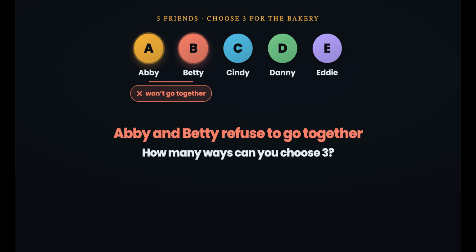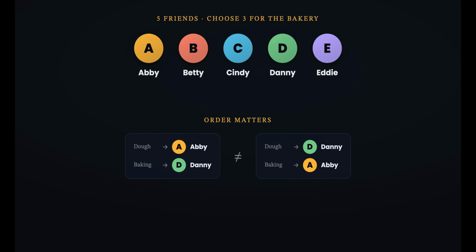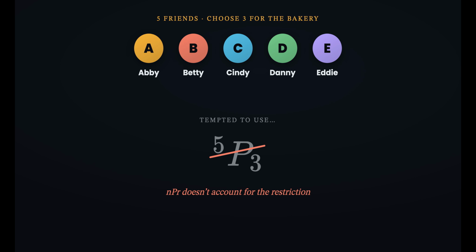Let's break it down. We have 5 people to choose from, and we choose 3 of them. Order matters here because Abby doing the dough and Danny baking is different from Danny doing the dough and Abby baking. And there's no replacement, since no friends can do 2 jobs at once. You might be tempted to use nPr straight off the flowchart, but we can't because nPr doesn't account for the restriction. To deal with restrictions, we write a sentence about it.